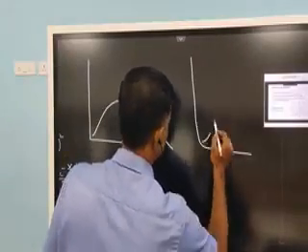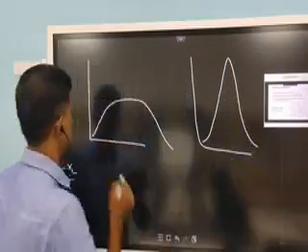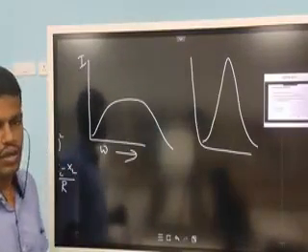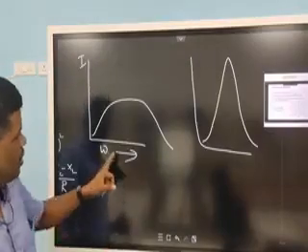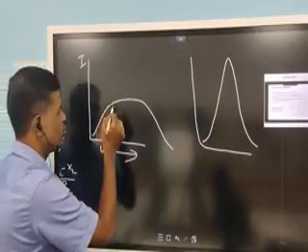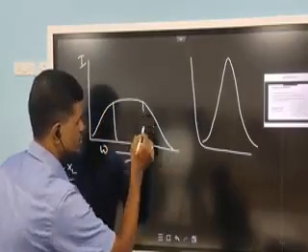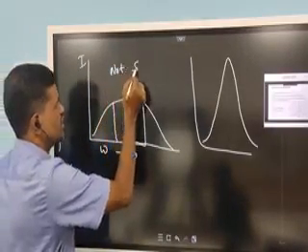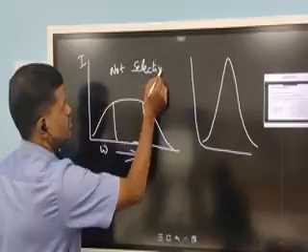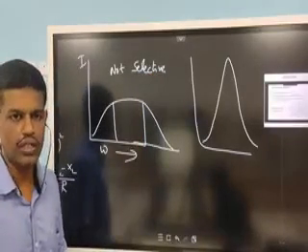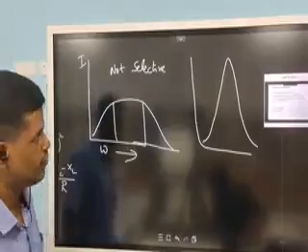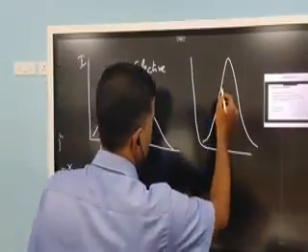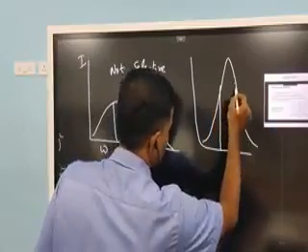Another curve is sharp like this. Here we have I and here we have omega. So here current is maximum for a wide range of frequencies. So this circuit is not selective. This allows current for a wide range of frequencies, whereas in this circuit, current is maximum for a small range of frequency only.